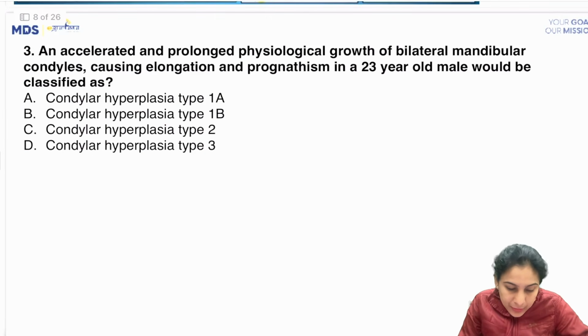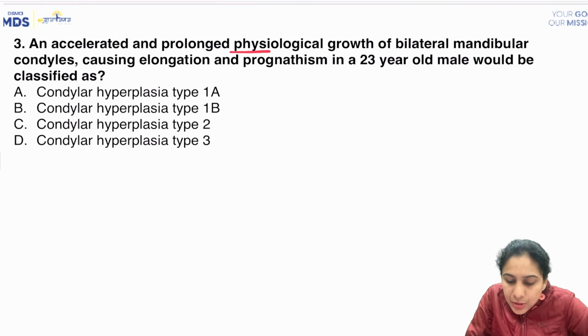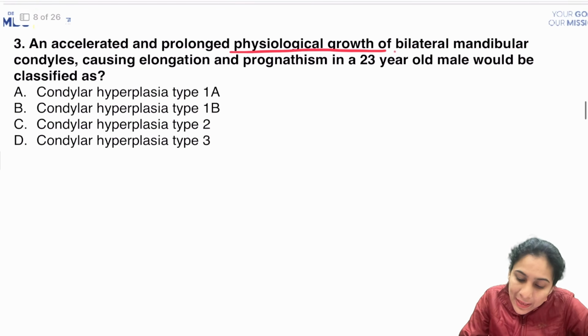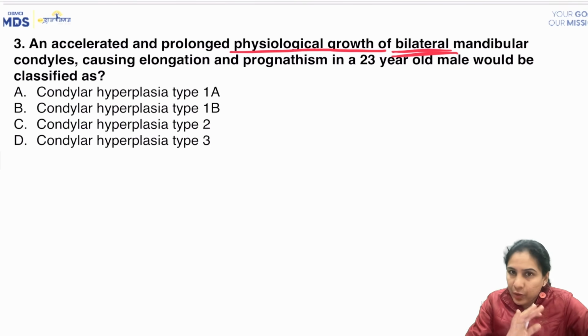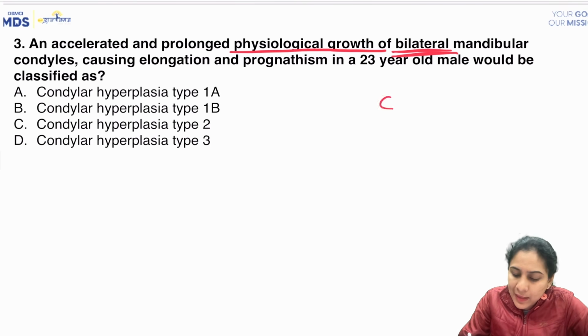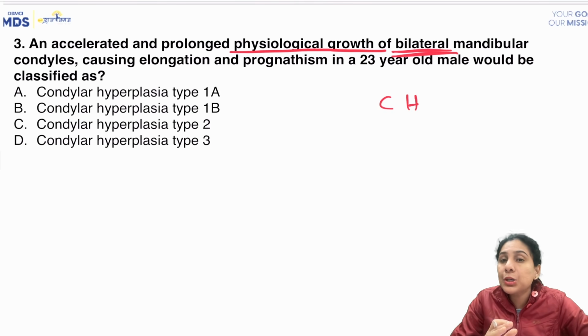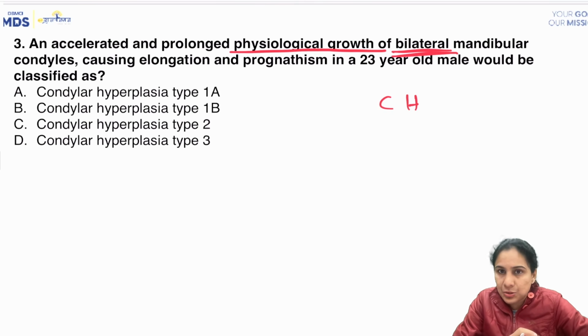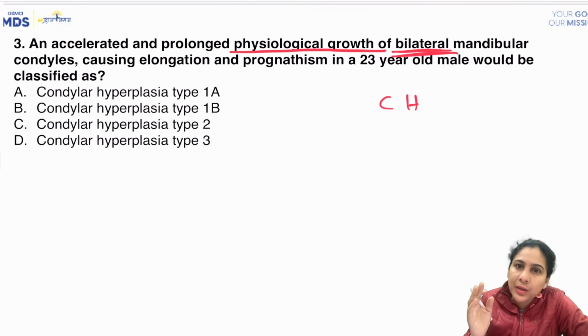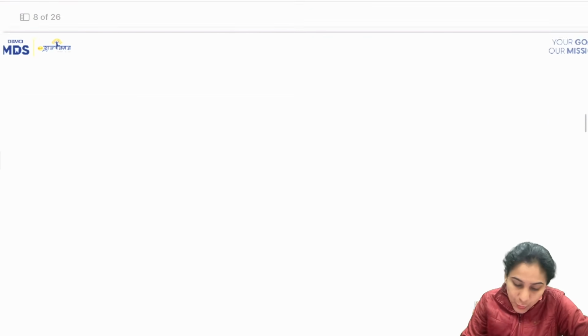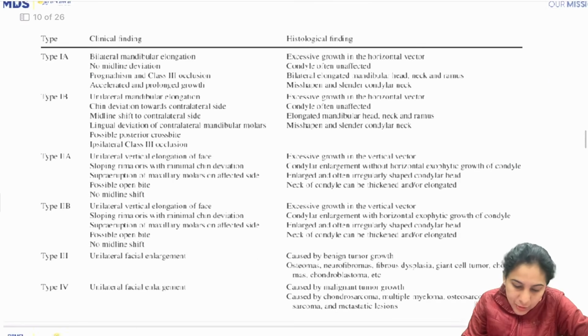Coming to this third question, an accelerated or prolonged physiological growth of bilateral mandibular condyles causing elongation and prognathism in a 23-year-old male. Now we all know that this is condylar hyperplasia. Okay, what we need to know is the Wold-Ford classification. These days a lot of questions are coming on condylar hyperplasia, and what is important is the Wold-Ford classification. Let us quickly look at it.